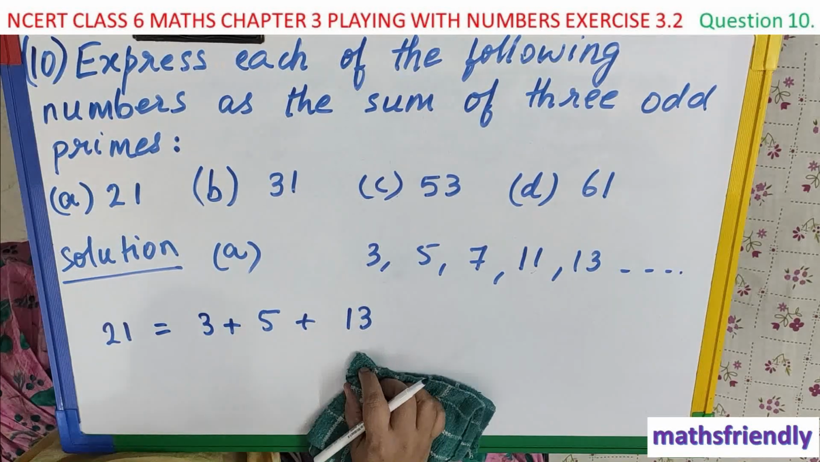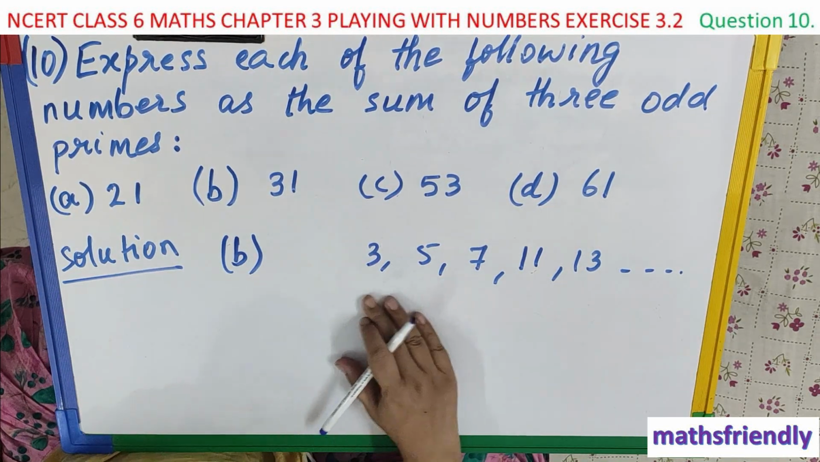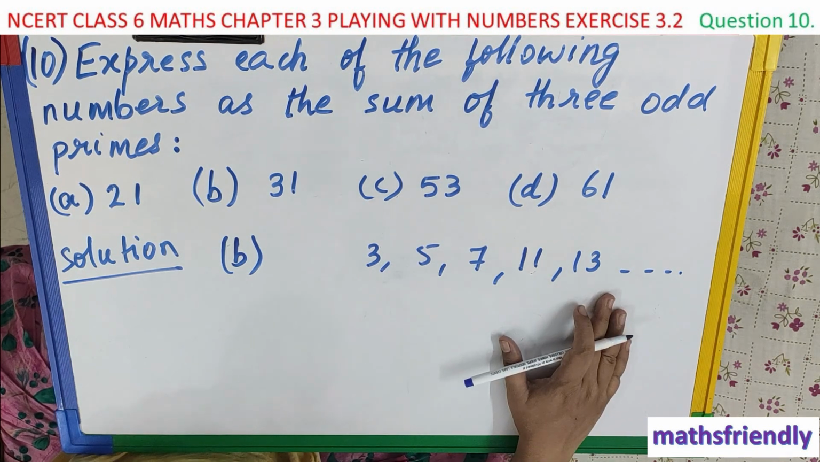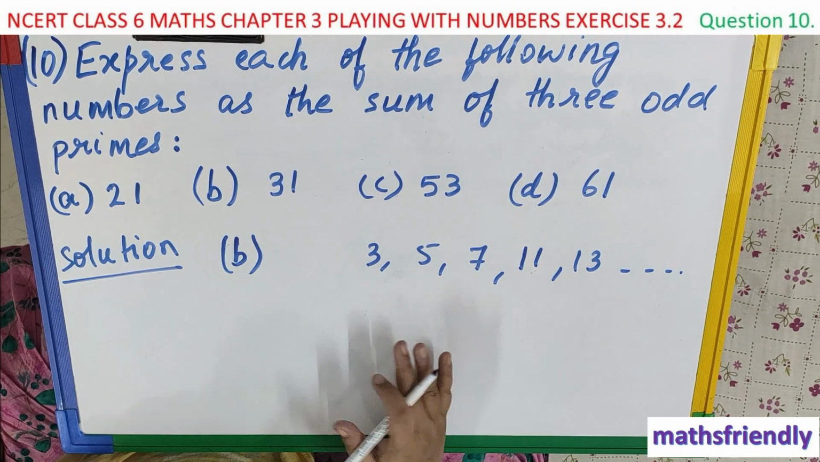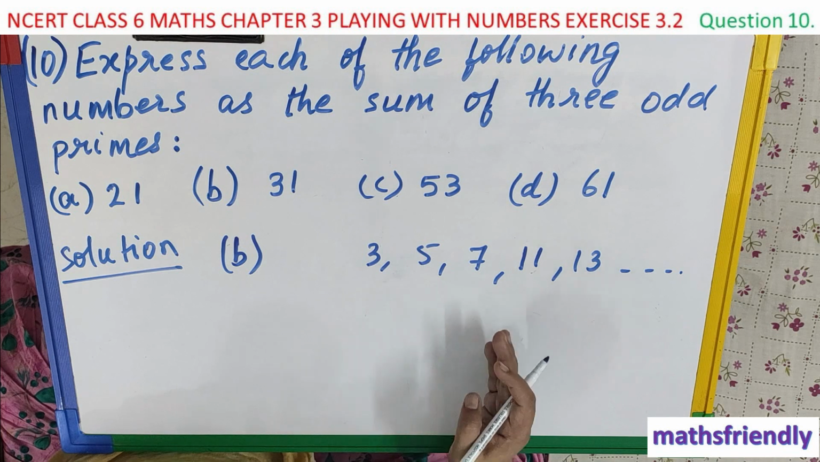Now let us do the B part. For this also we will write the odd prime numbers. What I said about the odd prime numbers, how to write odd prime numbers. First, write the odd prime numbers means the number should be both odd and prime.